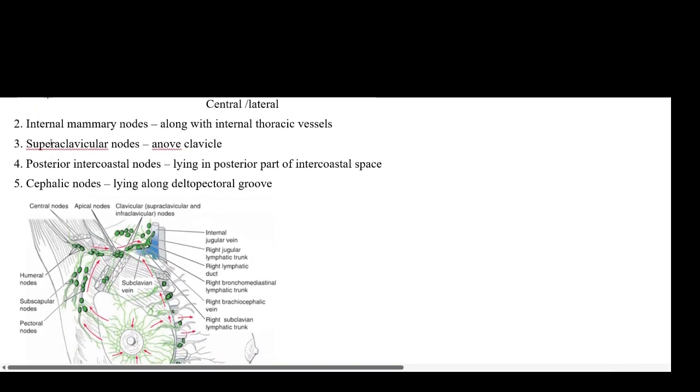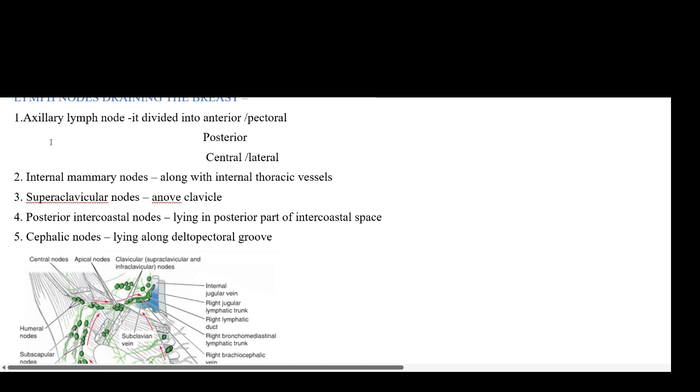There are five types of lymph nodes. Axillary lymph nodes, which are further divided into anterior, posterior, and central lymph nodes. Internal mammary nodes, which are along the internal thoracic vessels, present 1 centimeter lateral to the sternum. Supraclavicular nodes, which are above the clavicle. Posterior intercostal nodes, which lie in the posterior part of the intercostal space, and the cephalic nodes lying along the deltopectoral groove.